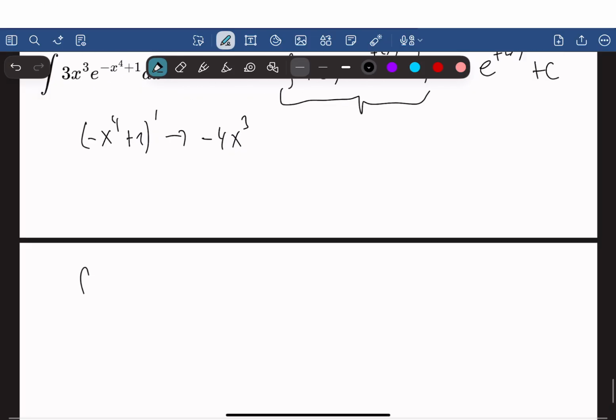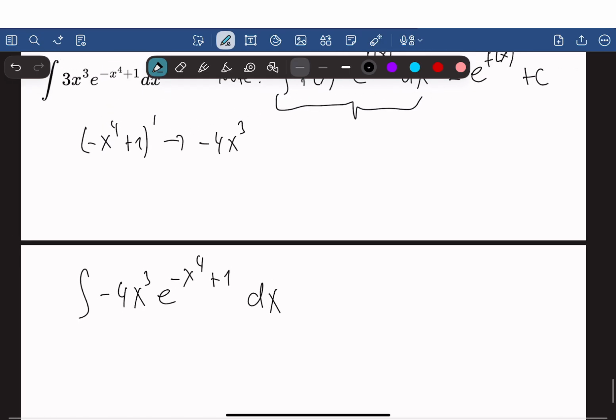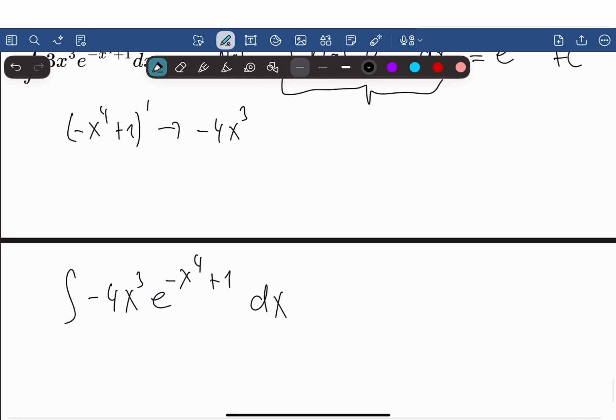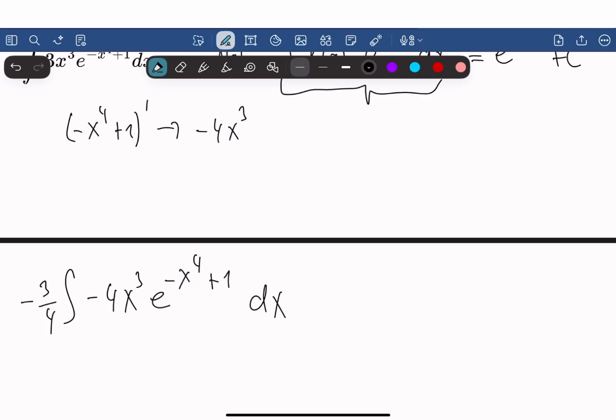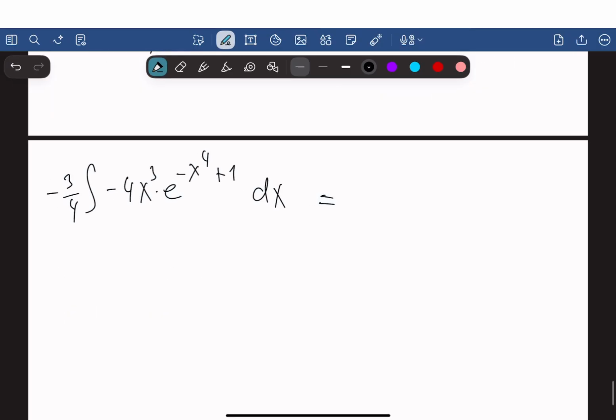So we rewrite it as negative 4x to the 3rd times e to the negative x to the 4th plus 1 dx. But as above, we have to put things together so we don't change the integral itself. So we have to multiply by negative 3 over 4. So this integral will become negative 3 over 4 times e to the negative x to the 4th power plus 1 plus c.